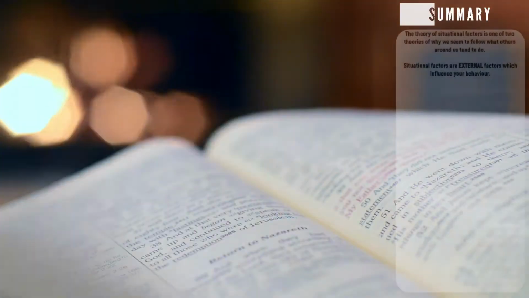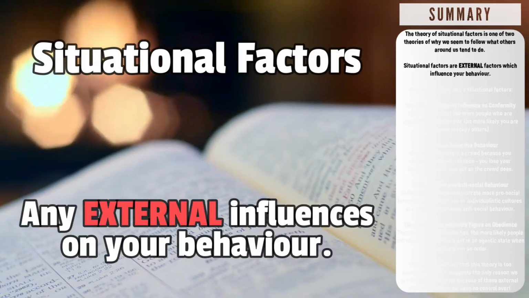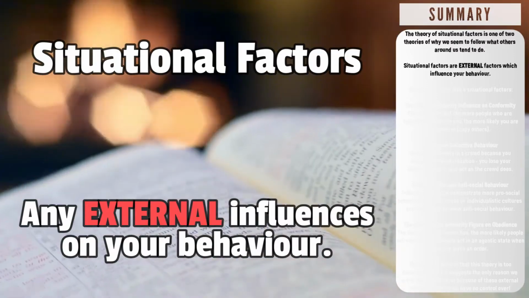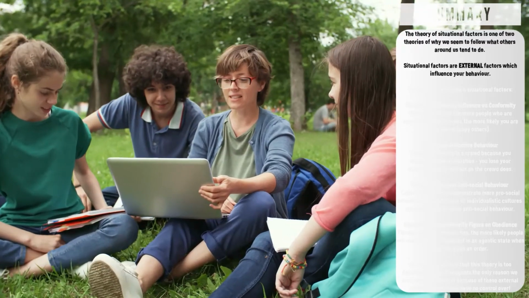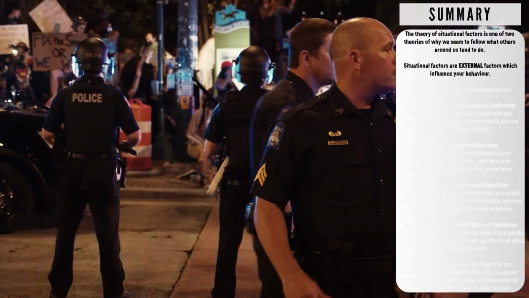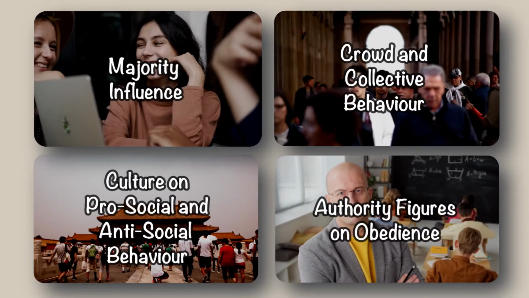Now, the definition of a situational factor is simply anything that's external or from your environment that affects your behaviour. So as long as it is something from your environment and it affects your behaviour, it's a situational factor. Examples include people around you, authority figures, or things like uniform. Now, for your course, there are 4 situational factors you must know.